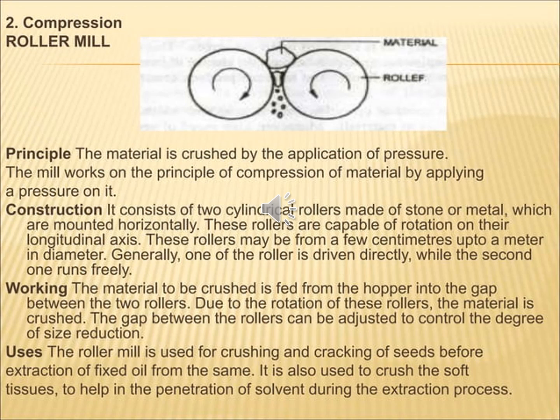Working: the material to be crushed is fed from the hopper into the gap between the two roller. Due to the rotation of this roller, the material is crushed. The gap between the roller can be adjusted to control the degree of size reduction. Uses: the roller mill is used for crushing and cracking of seeds before extraction of fixed oil from the same. It is also used to crush the soft tissue to help in the penetration of solvent during the extraction process.